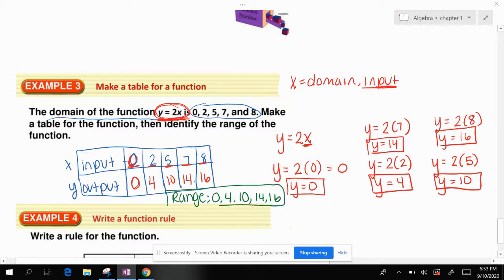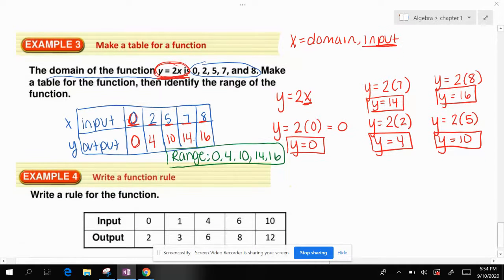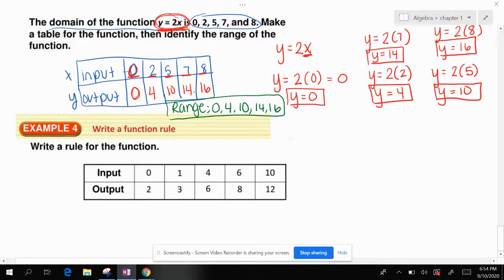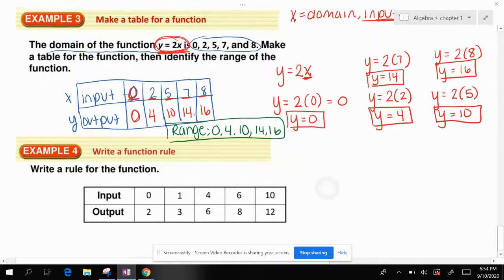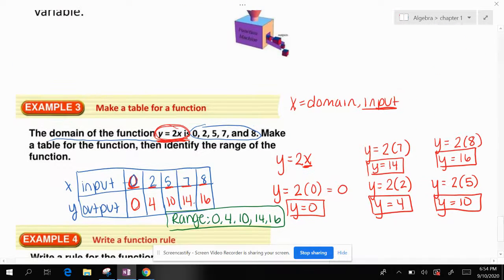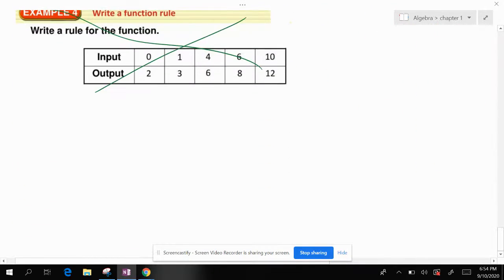So this was a two-step problem. The first step was plugging and chugging. So I was plugging in all those domains and I was getting out a range. And then the second was to just list the range. All right. So I'm going to give you a new one. We're going to skip this one.